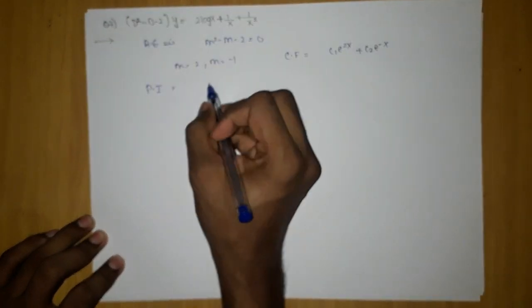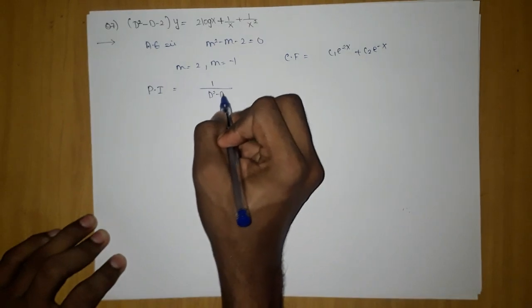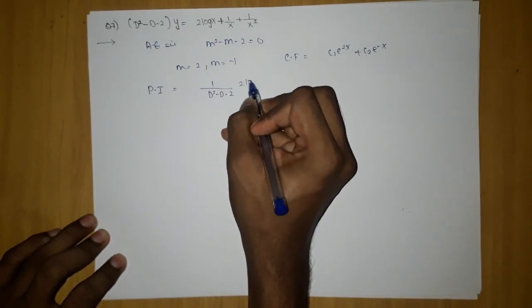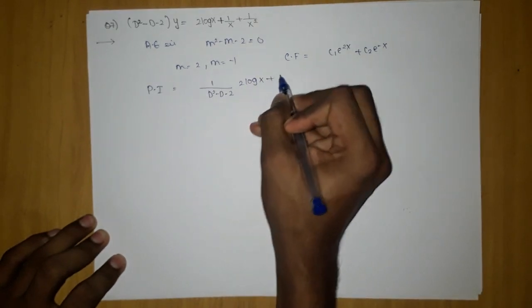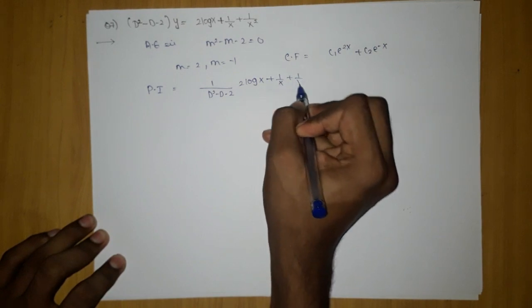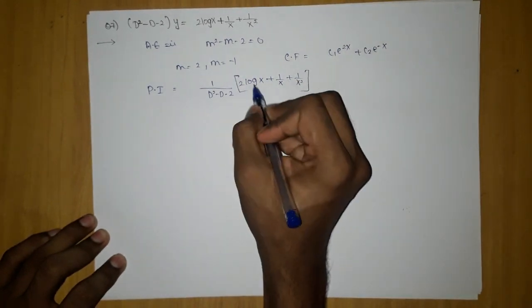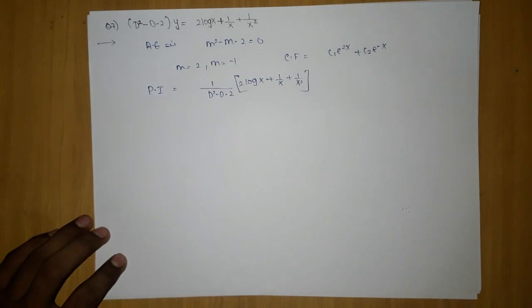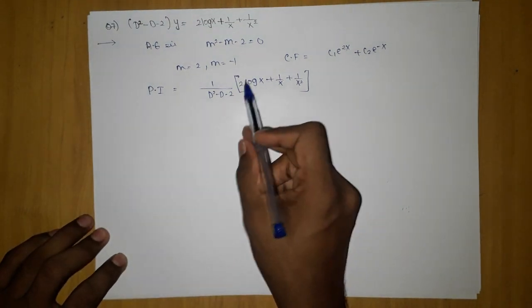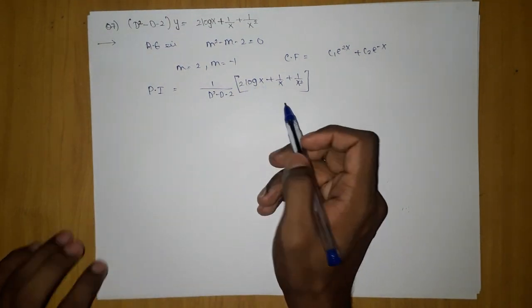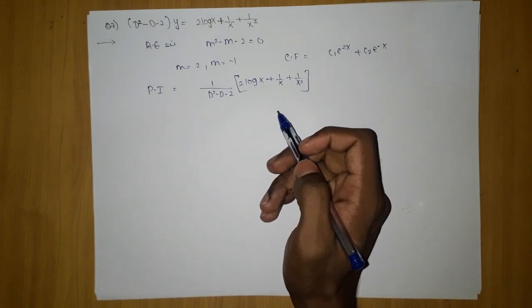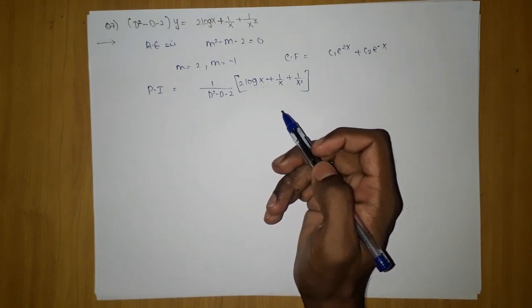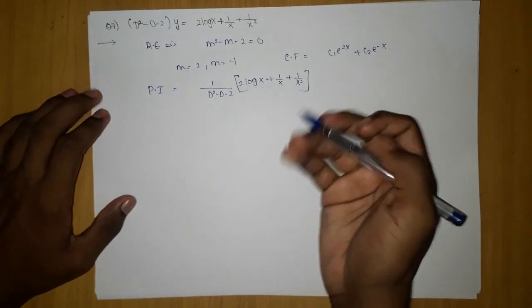Particular integral will be 1 by D square minus D minus 2 into 2 log x plus 1 by x plus 1 by x square. And now remember, whenever they give you a function like this, always be careful. Identify whether it can be put into the format of f of x plus f dash x.